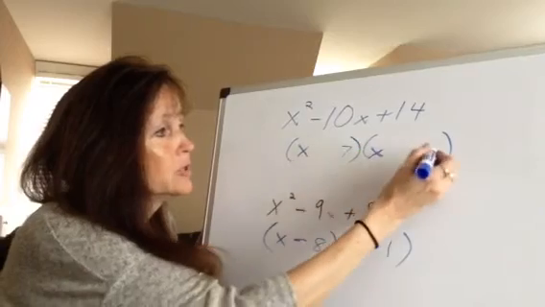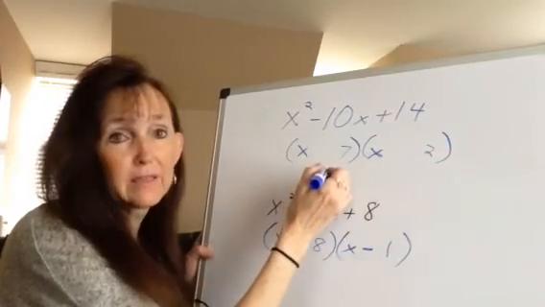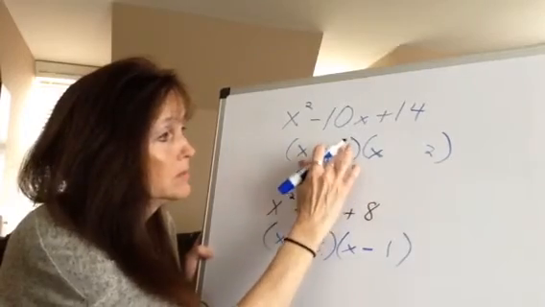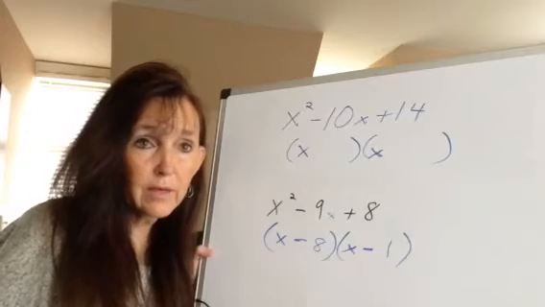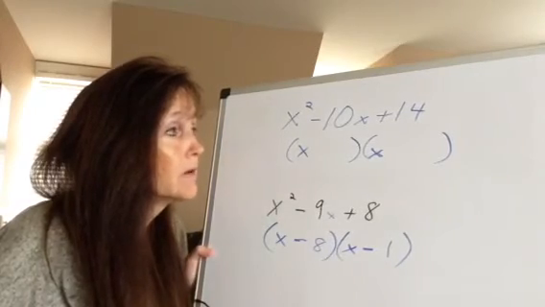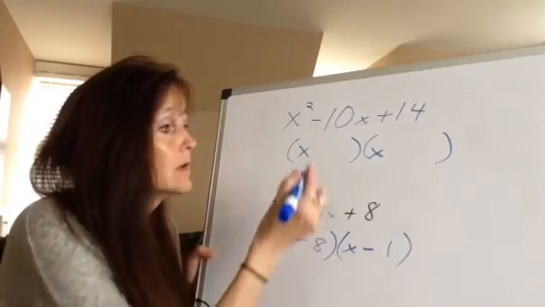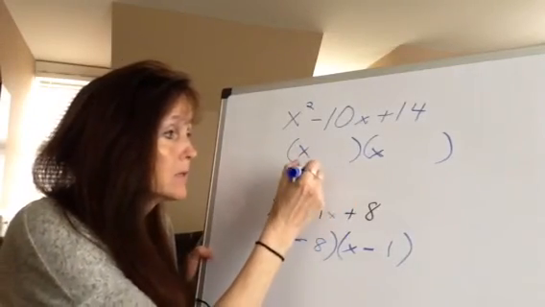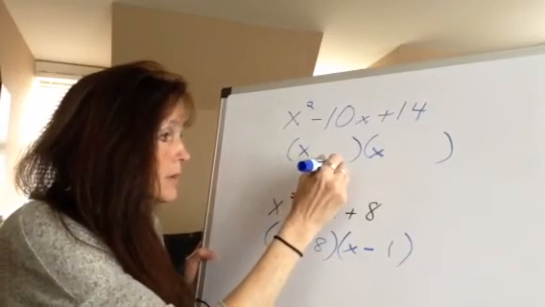Alright, 7 and 2. Is there any way of getting 10 out of that? No, there is not. There are no other factors to try with 14. Therefore, for now anyway, we'll learn a different way to do this later on, but for now anyway, this one is not doable, and so you would say prime.